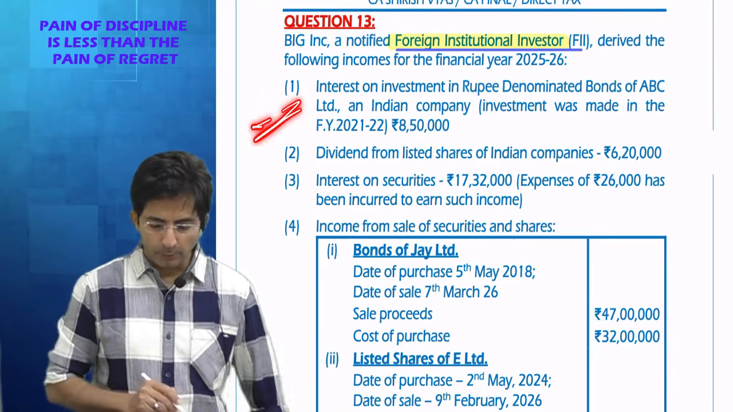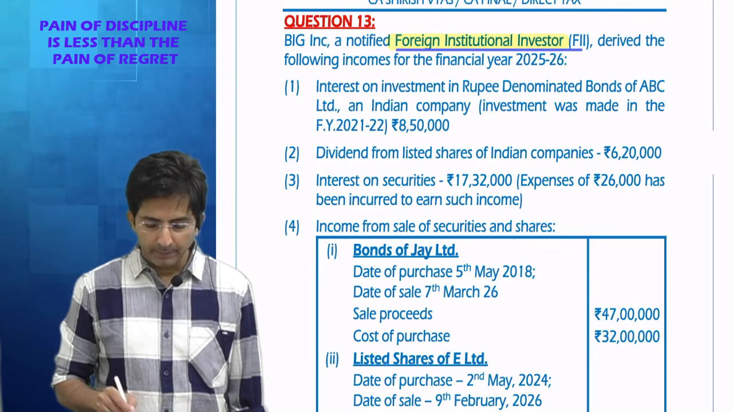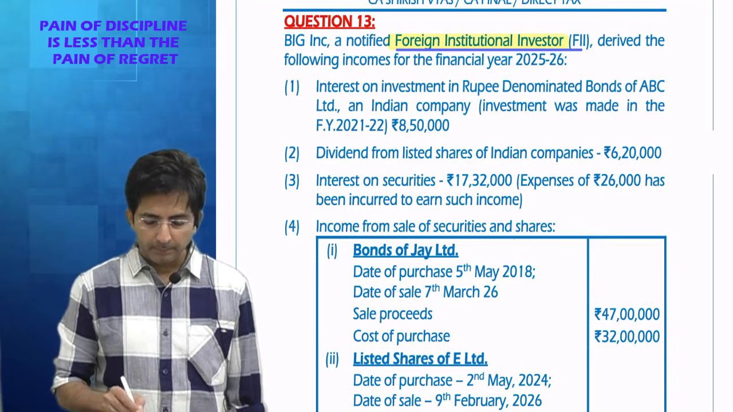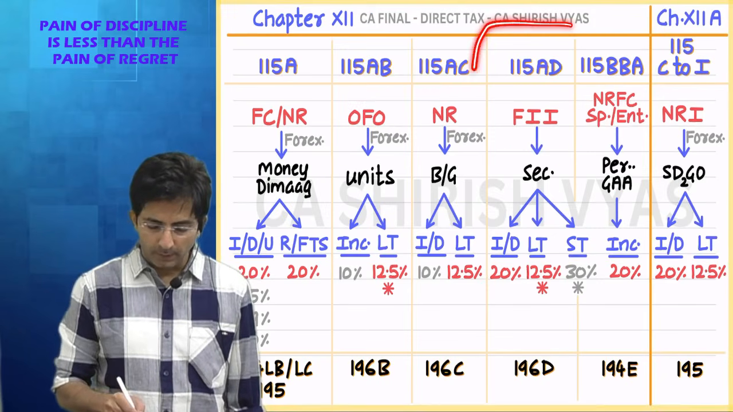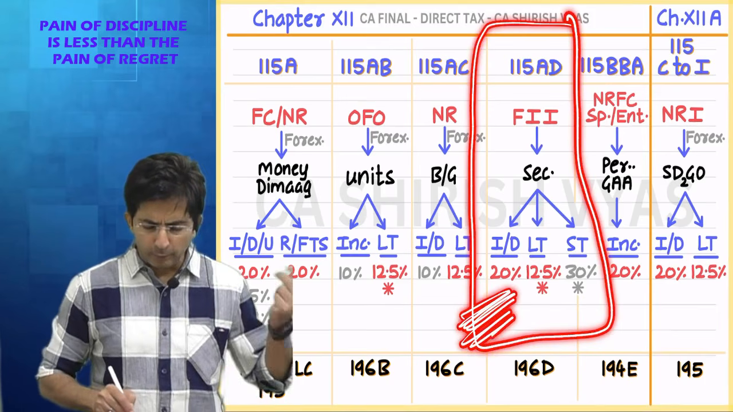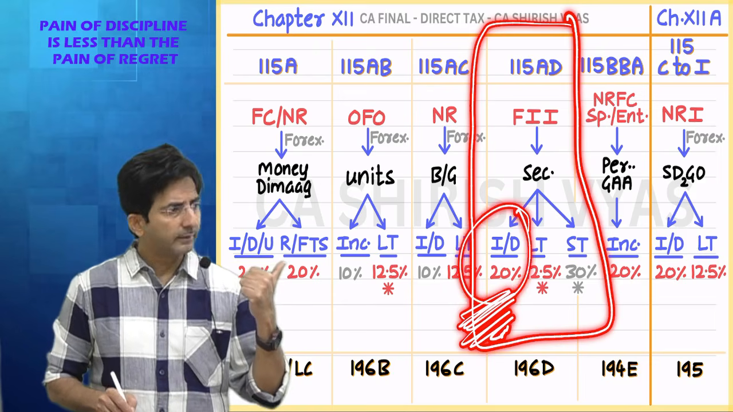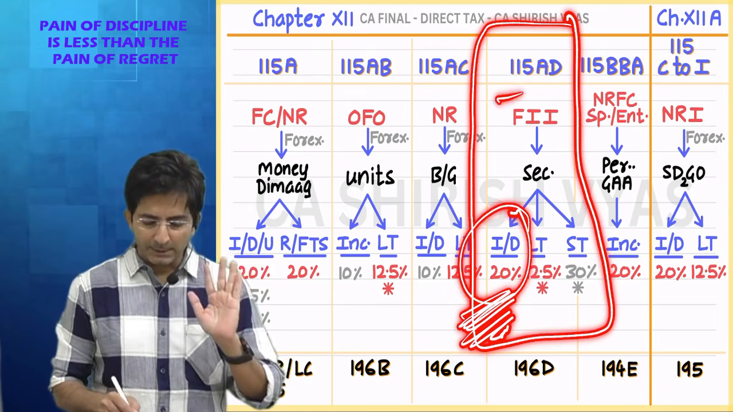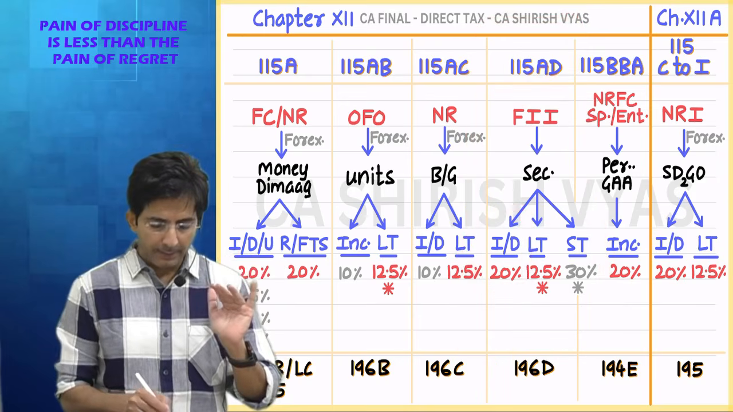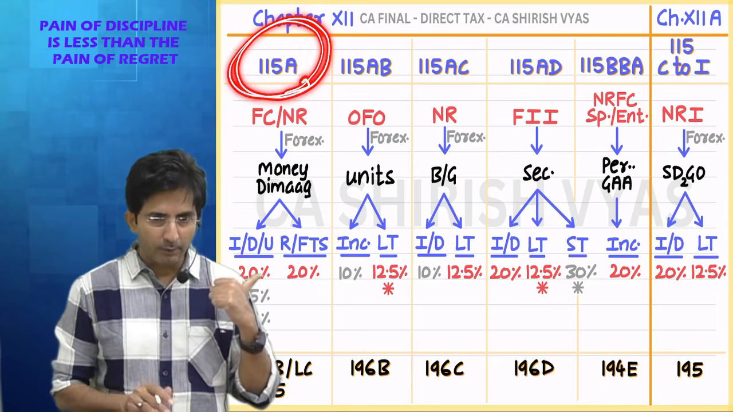See what is the first point, read. Interest on investment in rupee denominated bonds of an Indian company, investment made in 21-22. See, if you just think from the 115AD point of view, what will you feel? Interest and dividend, 20% tax. See, interest and dividend, isn't it? But this is as per 115AD. Here I am able to use 115A. I'll tell you how 115A becomes applicable.